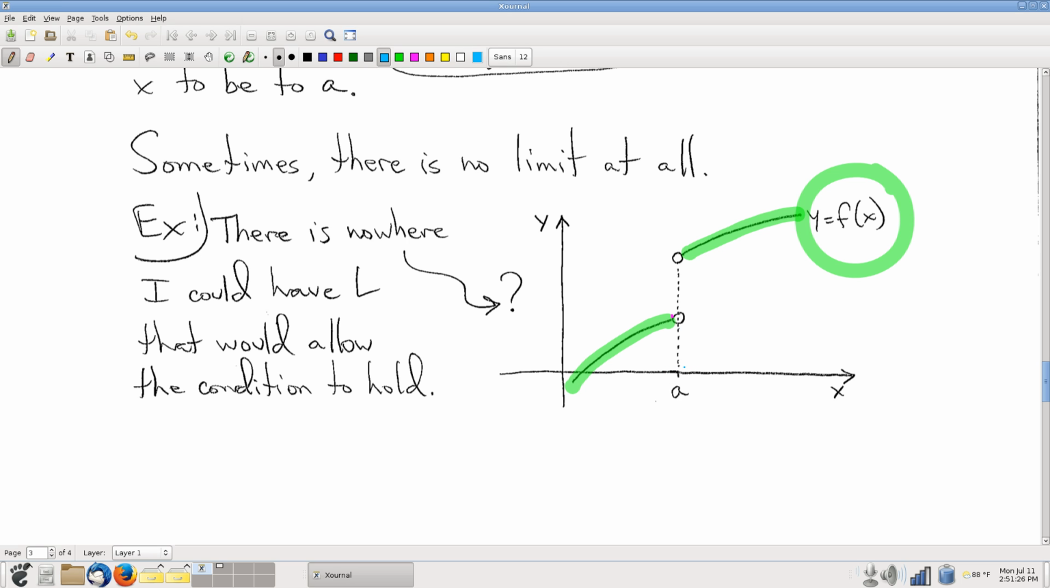So I appeal to the listener's intuition that there's just nowhere at all that I can put L. None of those values are going to work. There is no limit in this case at all. So this limit, as x approaches a, of this function does not exist.